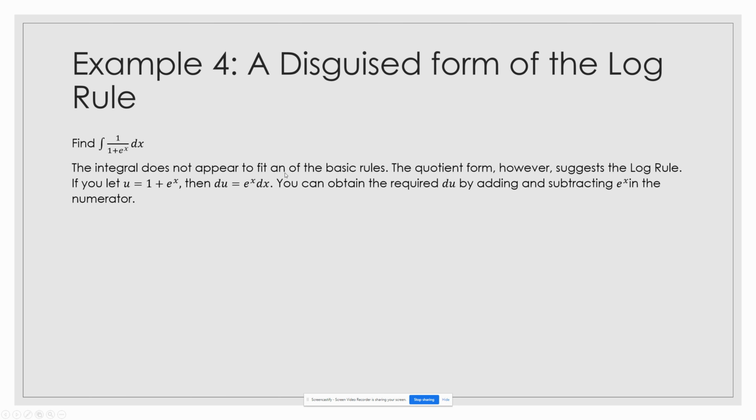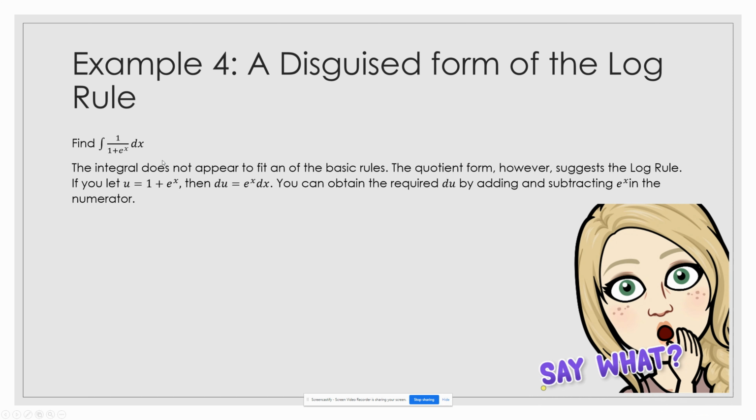The quotient form, however, suggests the log rule because it's in this form here. We're thinking, I want to use a log rule. So if you let u be 1 plus e to the x, then we know that du has to be e to the x dx. We don't have an e to the x dx in the numerator. However, if we add and subtract e to the x in the numerator, you're not adding anything new, you're keeping it the same, because adding and subtracting the same thing is the same thing as adding 0. That allows us to have an e to the x in the numerator.